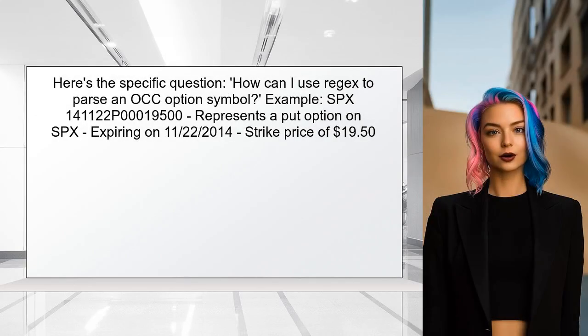Let's break down the specific question at hand. One user asked, "How can I use Regex to parse an OCC option symbol?" They provided an example, SPX 1122P001950, which represents a put option on SPX expiring on November 22, 2014, with a strike price of $19.50. Sound familiar? Let's tackle this together.